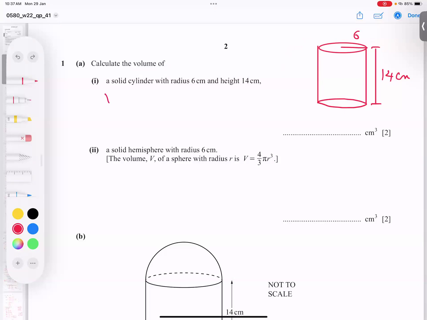And what is the prism formula of volume? Cross area into height, or length, same thing. What shape is the cross area? A circle. So this is called the cross area, and this is a circle shape, so pi r square is the cross area, into h. Now just plug in the numbers and get the answer.